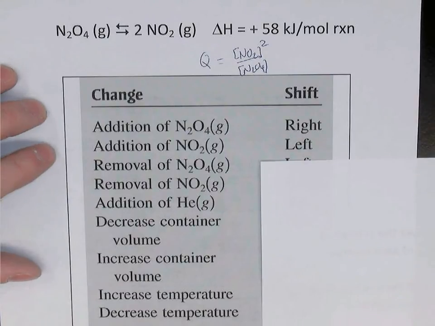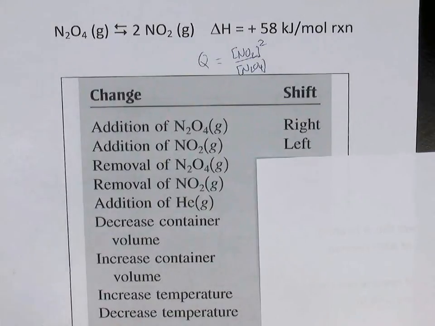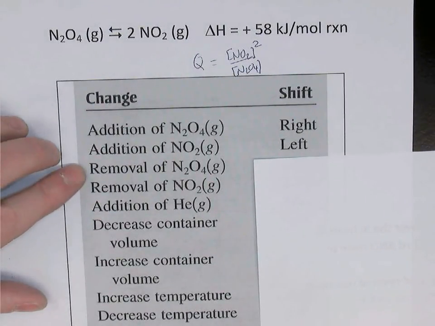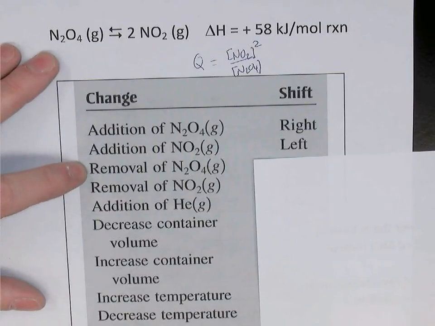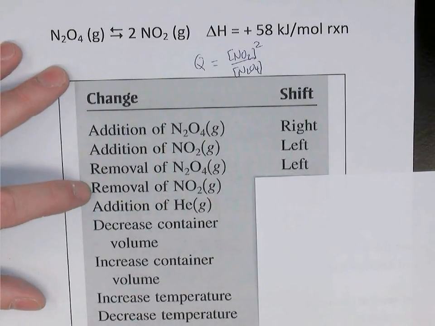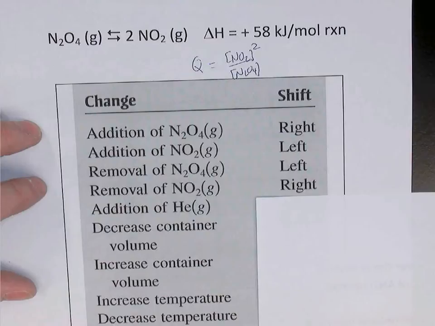I'm going to stop doing the explanations and just reveal the answers. I'll reveal the answers using the simpler multiple choice thinking. If you remove some N2O4, the system's going to try to make some more N2O4. To make some more N2O4, it will shift backwards to the left. If you remove NO2, the system will try to make more NO2. To make more NO2, it'll shift forwards to the right.